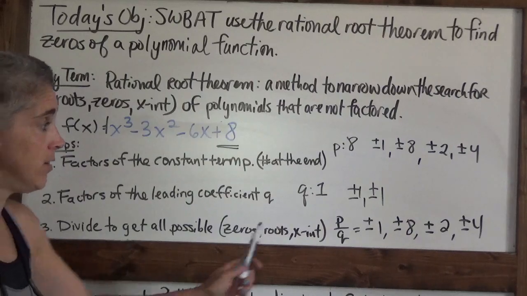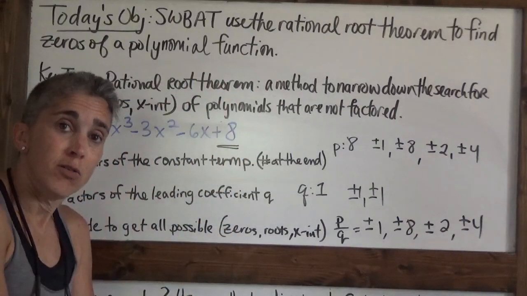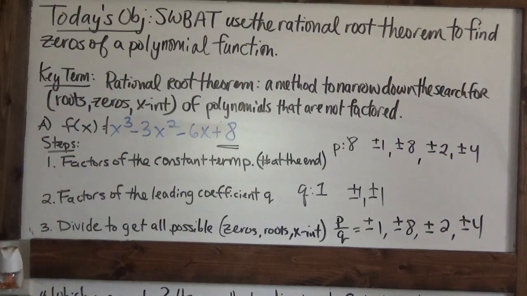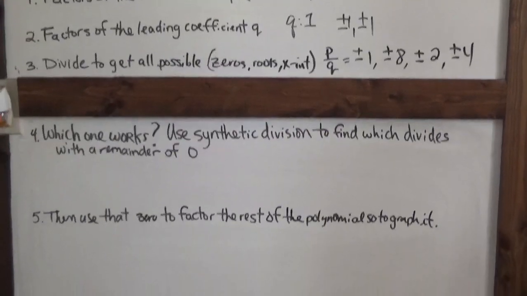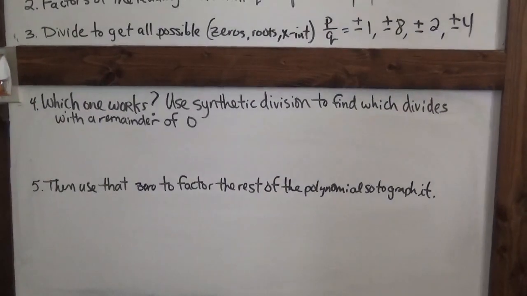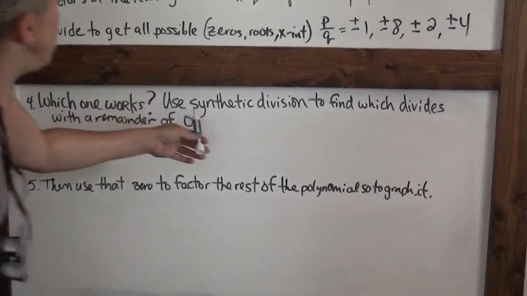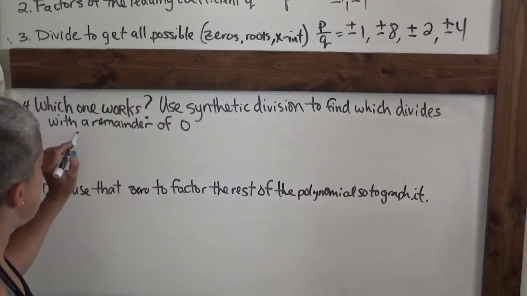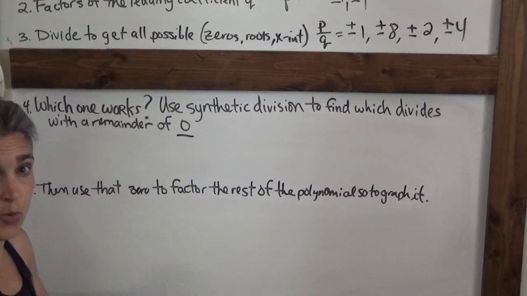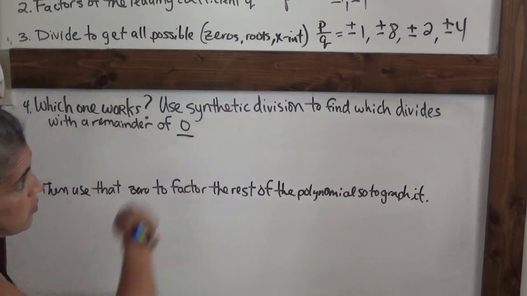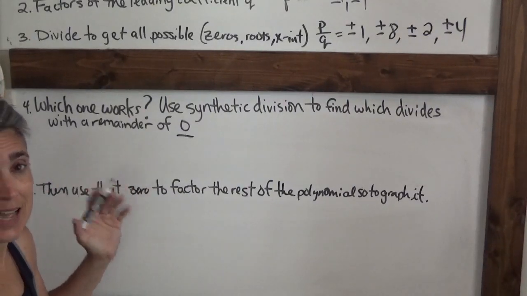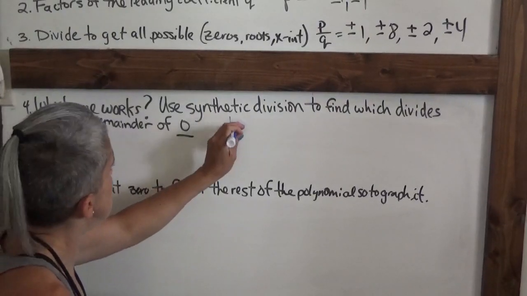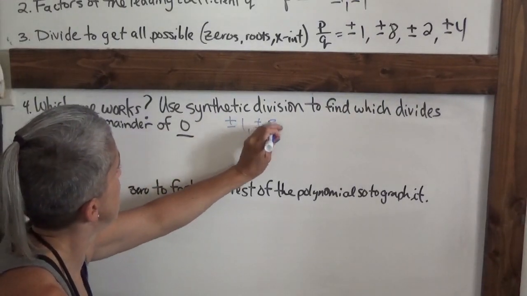Now, how are we going to figure out which of these 8 are zeros or roots? We are going to do what we have here below. We're going to use synthetic division to find which number divides with a remainder of 0. If you don't get a remainder of 0 when you choose one of those 8 numbers, then it's not a factor of this polynomial. So I'm going to rewrite the numbers here. We had 1 and 8, 2 and 4.